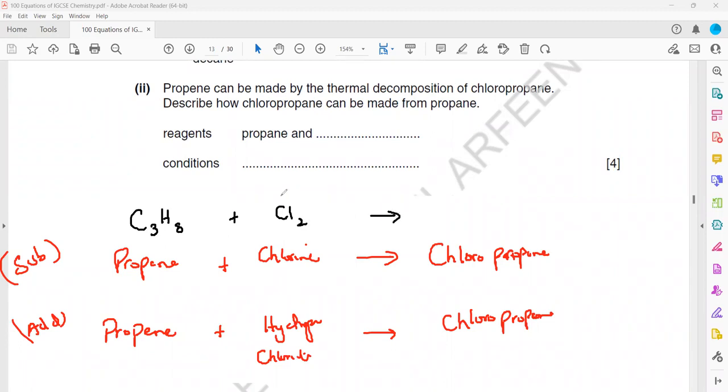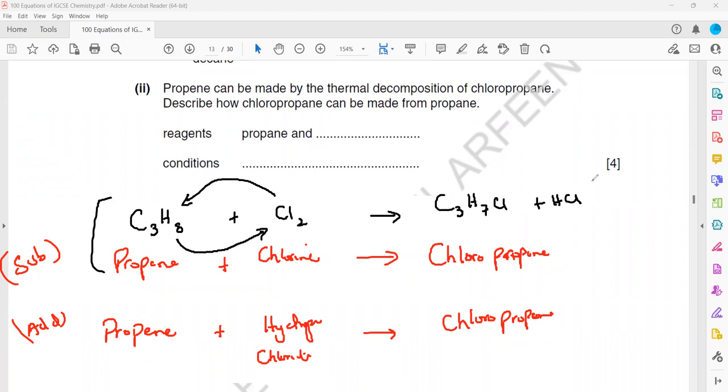What happened? They undergo a substitution reaction. One chlorine takes the position of hydrogen and hydrogen takes the position of chlorine. So it produces C3H7Cl plus HCl. This is the equation for this reaction. So chloropropane plus hydrogen chloride.